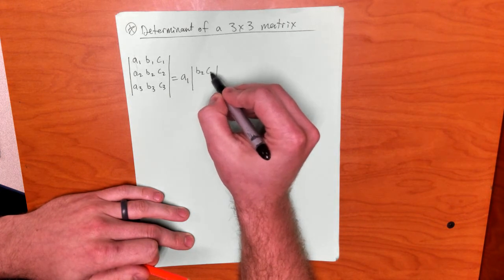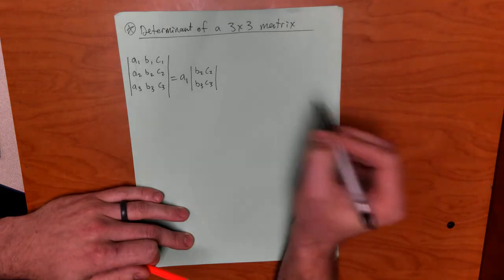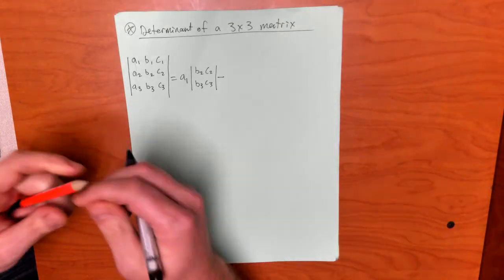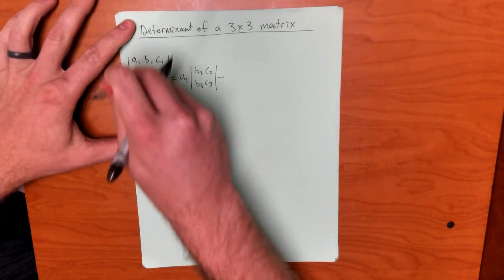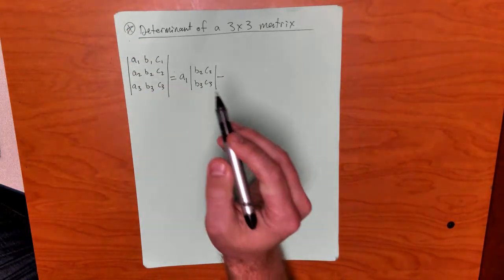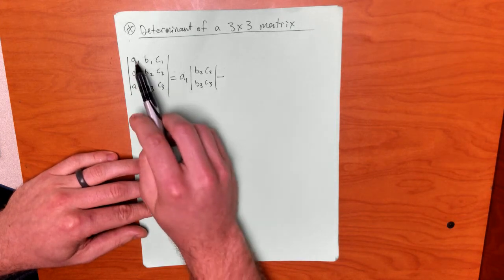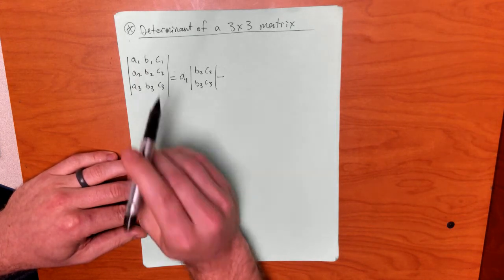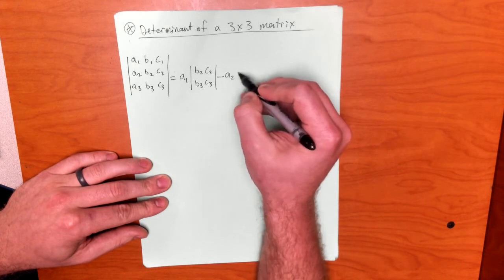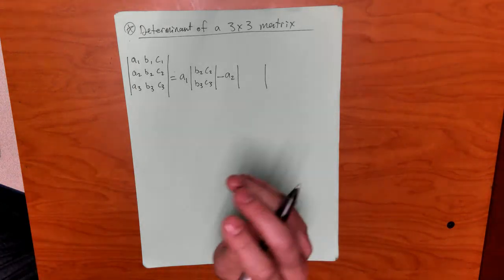B2, C2, B3, and C3. And then we're going to subtract, and now those go away. So we're just moving down the line here. We started with A1. It went here. Now just move down the column. Go to A2. It goes here. And it's going to be multiplied by some determinant. And you can kind of treat it the same.